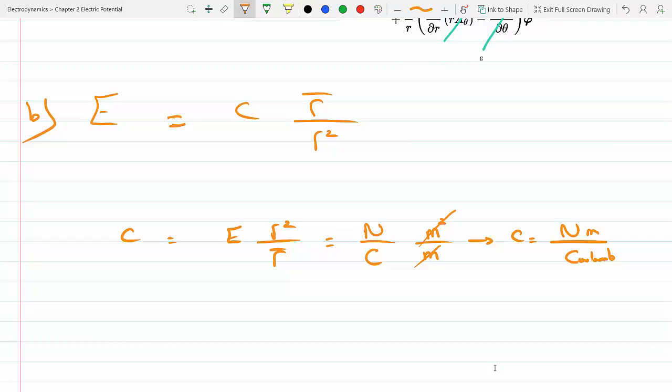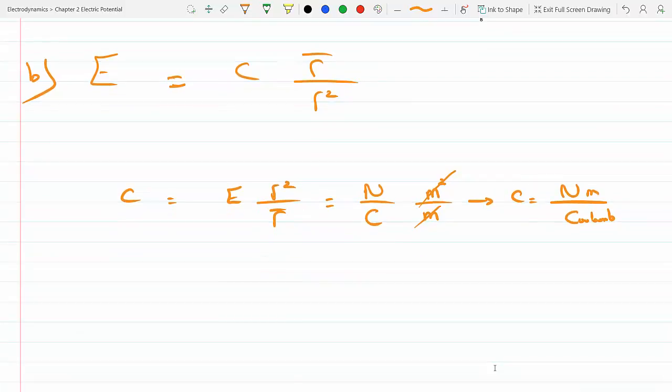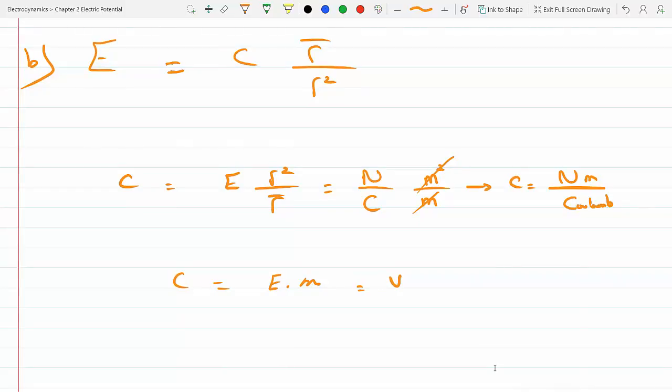Newton meter per coulomb, because newton over coulomb is the electric field, right? So that would be E dot meters. Yes, this would be the potential, correct? So this is in volts. Now, is this reasonable to get something like this?